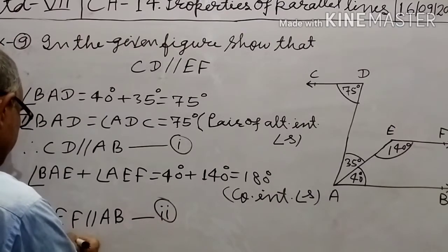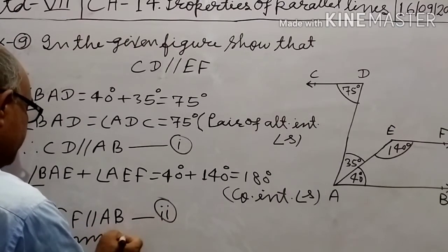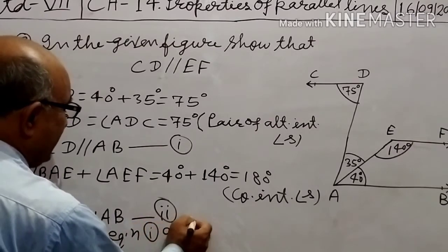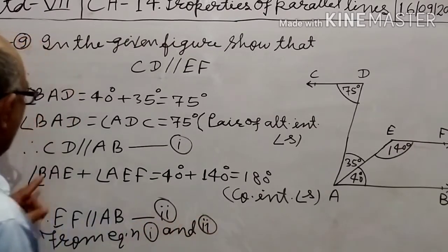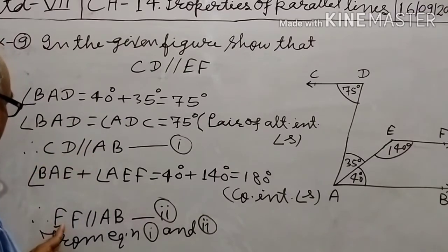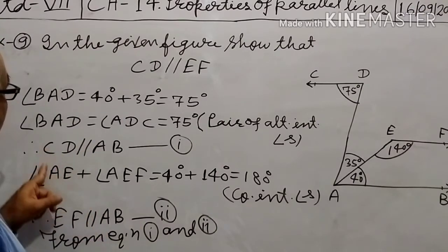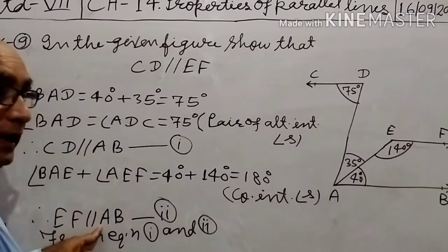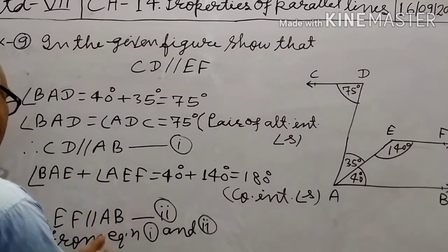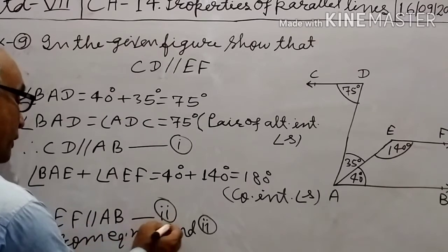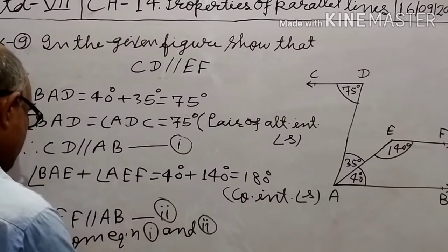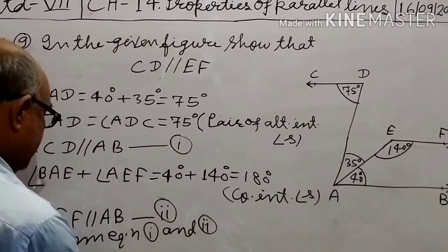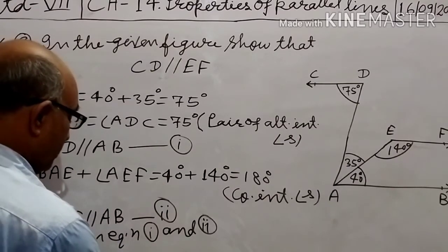From equation 1 and 2, CD parallel AB, EF parallel AB. That means CD and EF are parallel to the same line AB. So from equation 1 and 2, CD parallel EF. Proved.